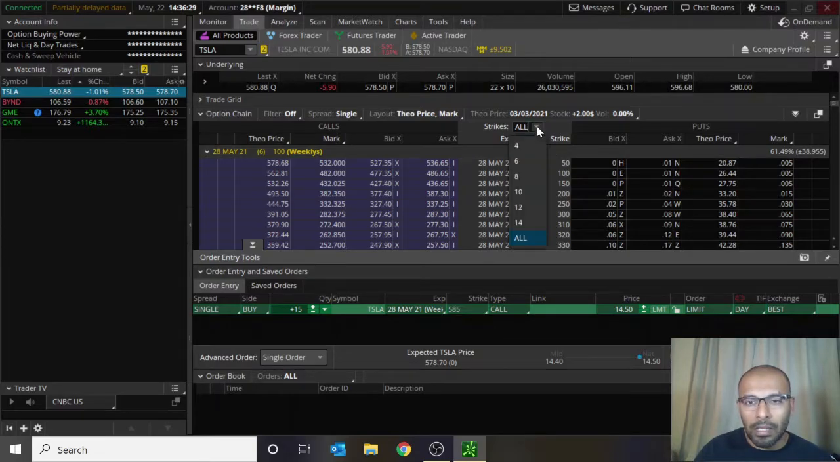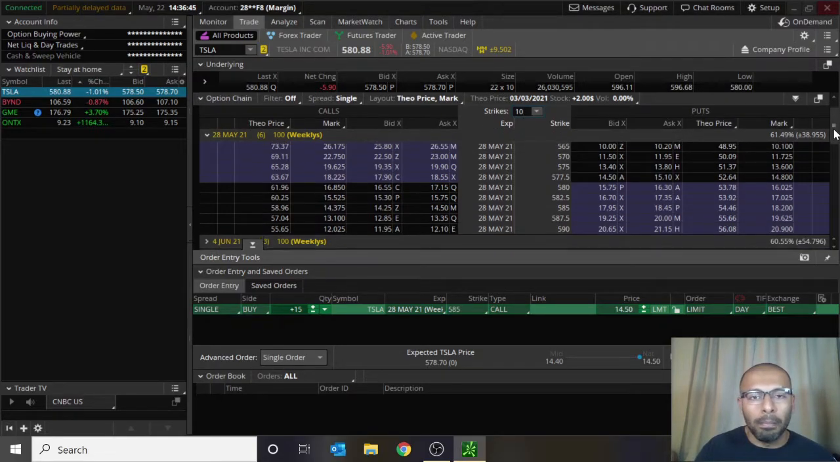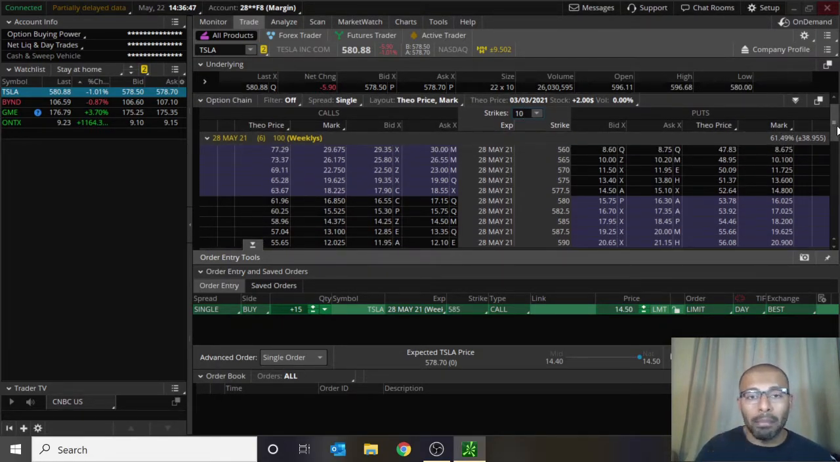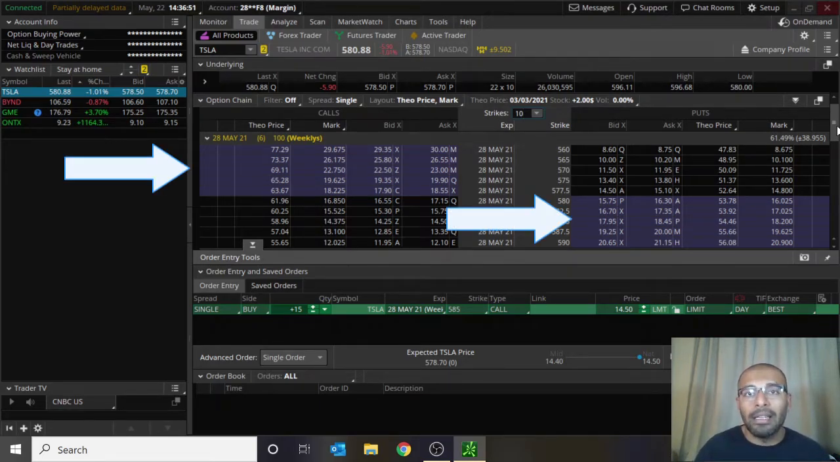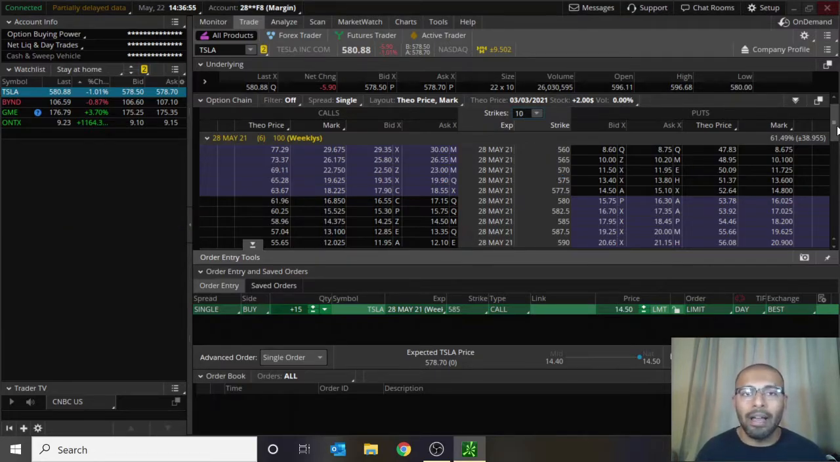Let's make this a little easier. This might be too many. So here we go. We'll just go with 10 different strike prices. All right, you guys can adjust it to see as many strike prices as you want to see. I usually have it set to all, but we'll just do this for the video, make it 10. All right, so now you're gonna see purple and black. Basically, you've got in the money and out of the money. And I'll explain exactly how that works.